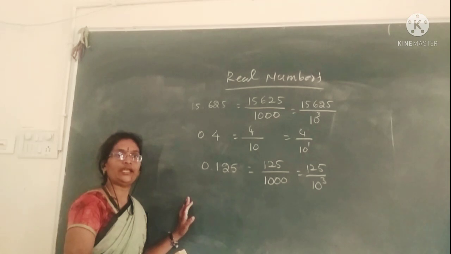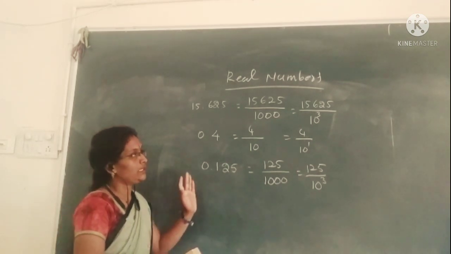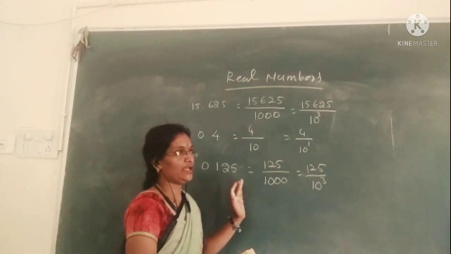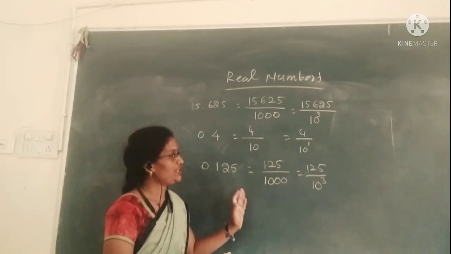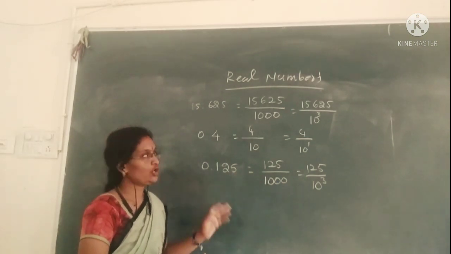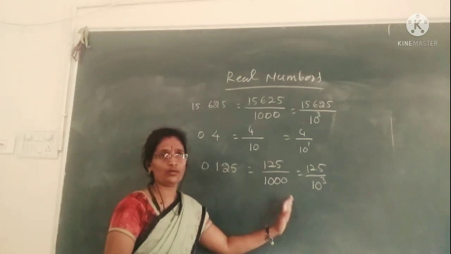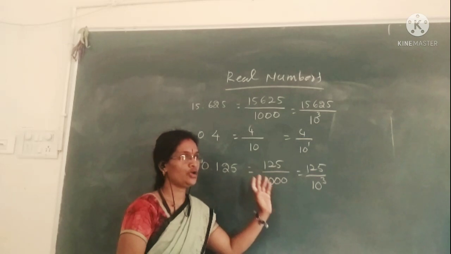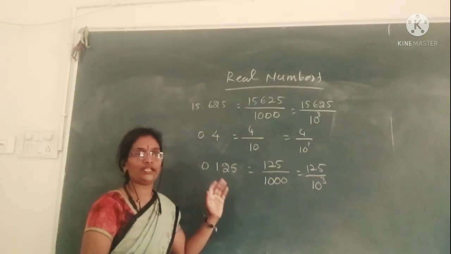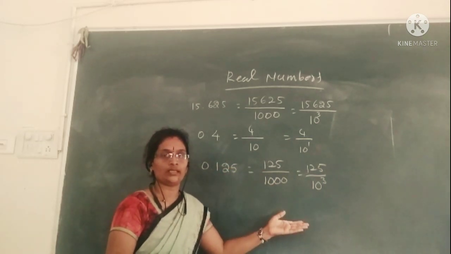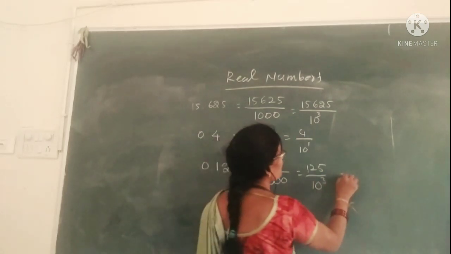So any real number whose decimal expansion terminates can be written as a rational number p by q when the denominator is a power of 2 or power of 5 or both. Power of 2, power of 5 or both. Which can be written as rational numbers. The prime factorization of q is of the form 2 to the power of n.